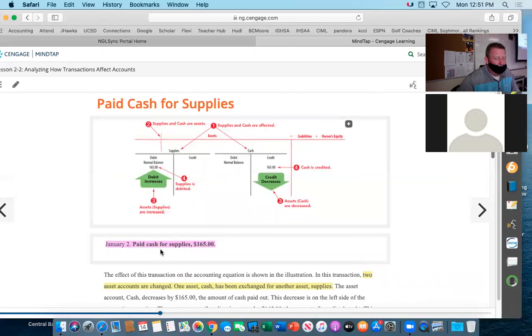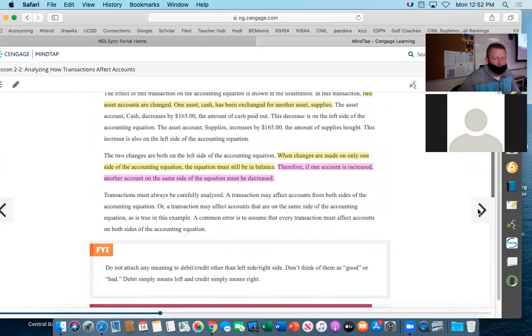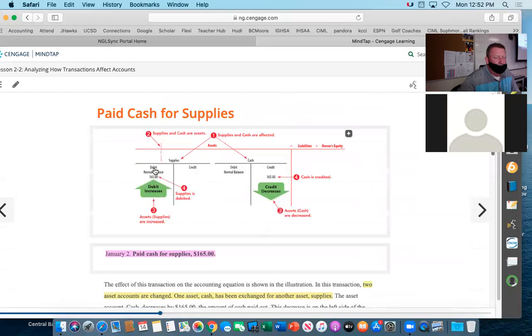So on this transaction, you pay cash for supplies. We have two asset accounts being affected. Supplies are increased by $165 and cash is being decreased by $165. But the accounting equation still equals. If we had $10 on this side, 10 on this side, I gained $1, spent $1, I'd still have 10 over here, right? The accounting equation still equals. That's what they're talking about here. If one account is increased, another account on the same side of the equation must decrease. If we increase supplies when we pay cash, that means we must decrease cash. Okay?